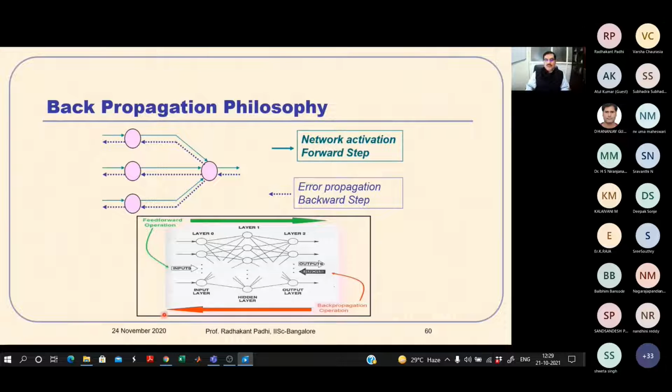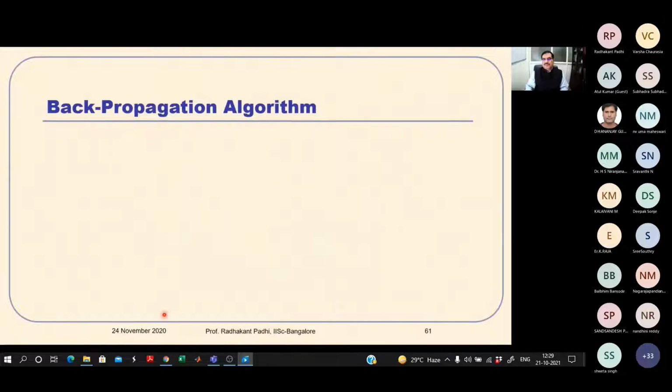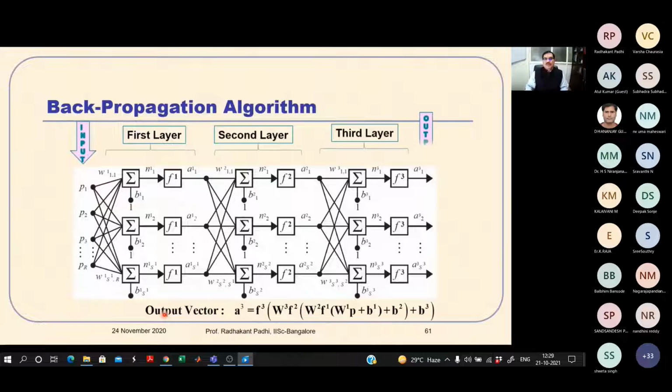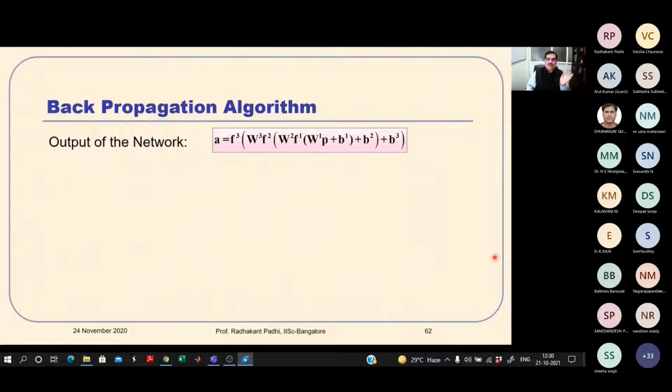First is forward propagation, the forward operation. Then there is a backward operation, back propagation. So this is what we want to do here. Remember, this is what happened: input, first layer, second layer, third layer, output. This is the formula that you've seen. Now the whole idea is this is the actual output for whatever initial or intermediate weights I have. That is nothing to do with the real target.